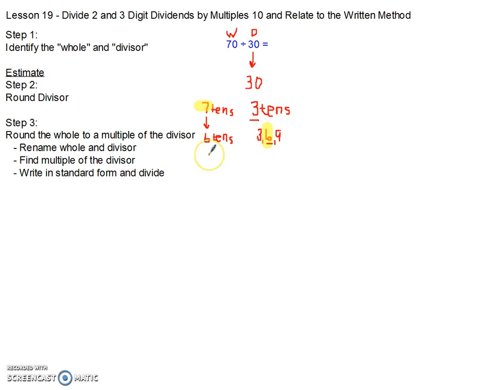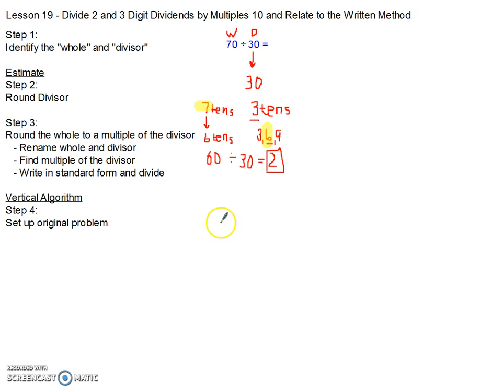And then step 3 in this process is to write both numbers in standard form. So we have 60 divided by our 3 tens, or 30. And I know that 30 can go into 60 2 times, or like 30 plus 30 equals 60. So my estimate here is 2. Now I'm going to start relating our estimation to our written method, or what we would call our vertical algorithm.